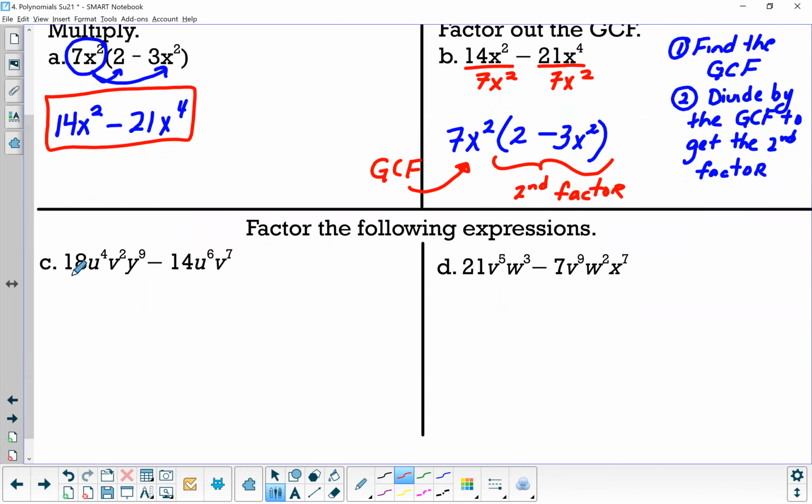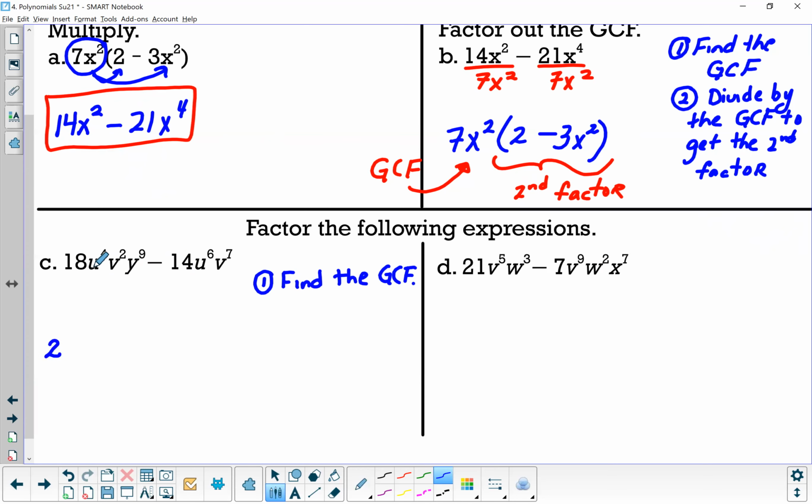We have 18u to the fourth v squared y to the ninth minus 14u to the sixth v to the seventh. So first, we need to find the GCF. So I'm looking at 18 and 14. They have a factor of 2 that's in common. Anything else? No.